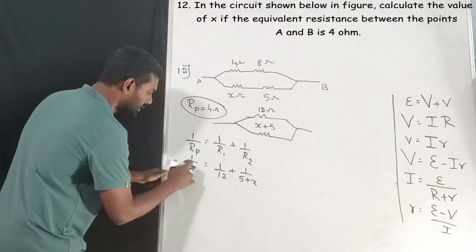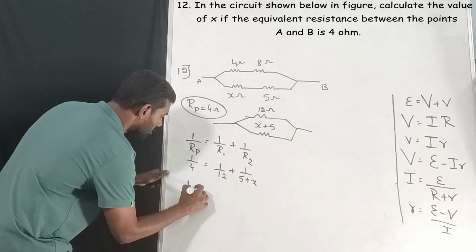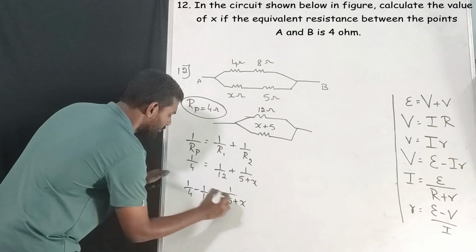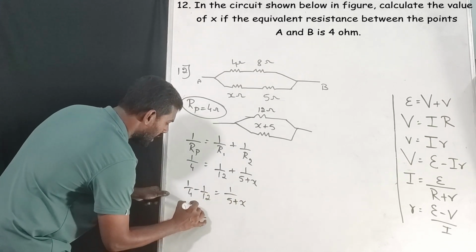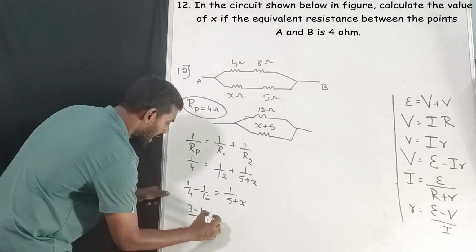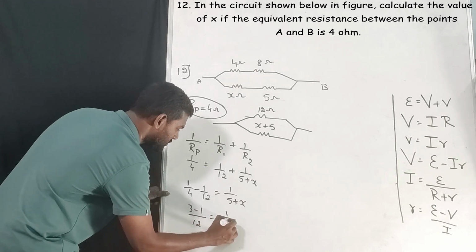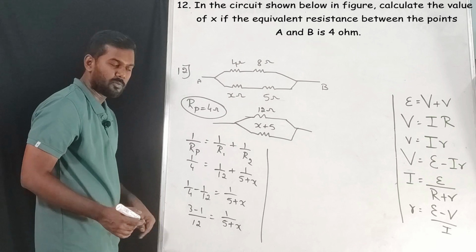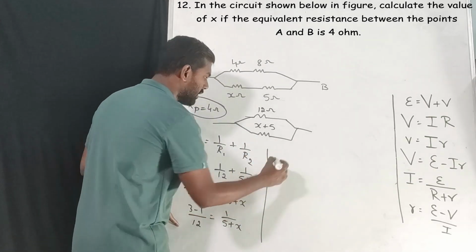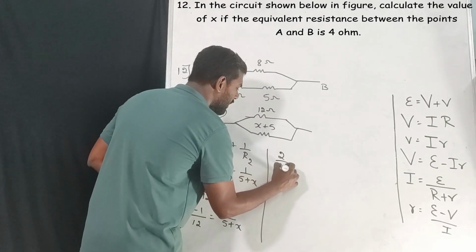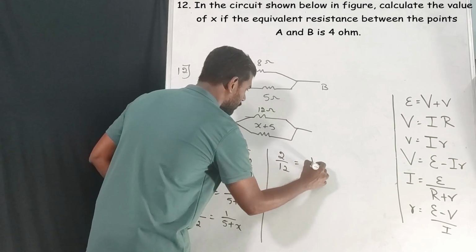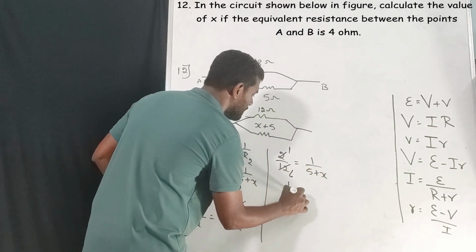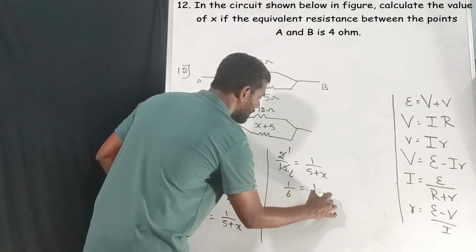Now to solve this one, we'll send this 1 by 12 that side. So 1 by 4 minus 1 by 12 is equal to 1 by 5 plus x. So LCM will be 12 and this will be 3 minus 1, and again I'll write this one as 5 plus x. So 3 minus 1, 12 by 2. So this will become 2 by 12 is equal to 1 by 5 plus x. 1 by 6 is equal to 1 by 5 plus x.